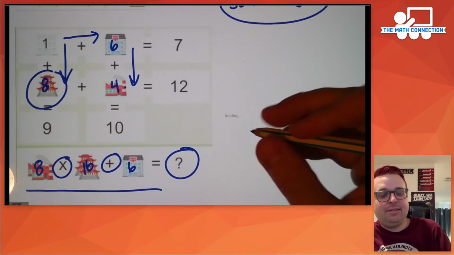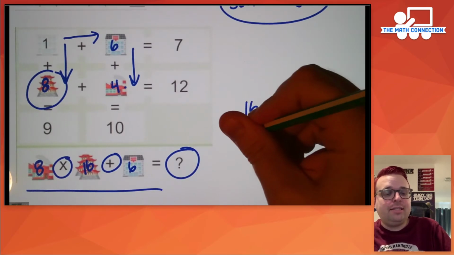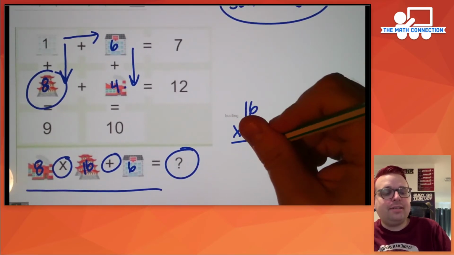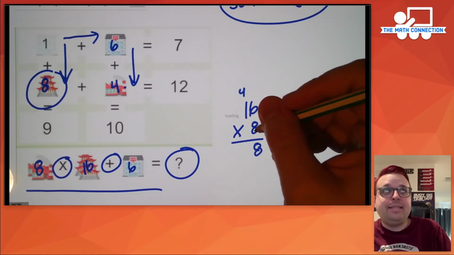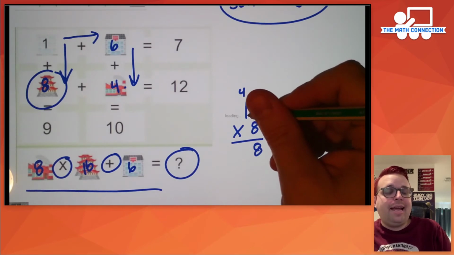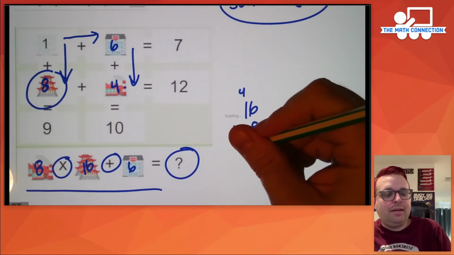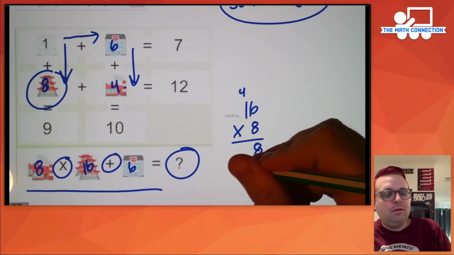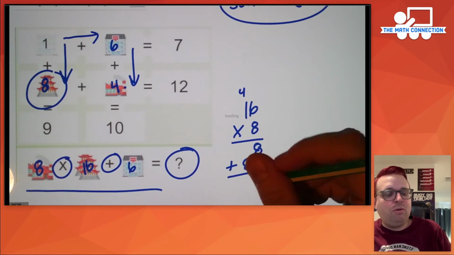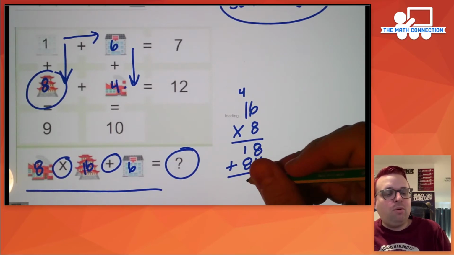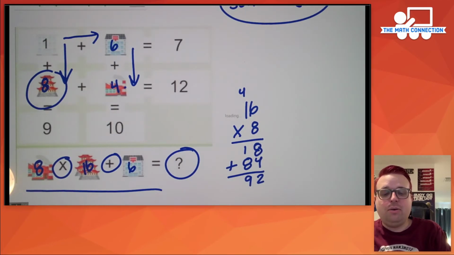8 times 16. So let's go over on the side here. 16 times 8. Well, 6 times 8 is 48. Carry that over. And then 8 times 1, I should say 8 times 10, is 80. And 80 plus 4 is 84. So add these values together. 8 and 4 is 12. And then 8 and 1 is 9, so 92. So 8 times 16 should give me 92. And it doesn't because I messed something up somewhere. What did I mess up?